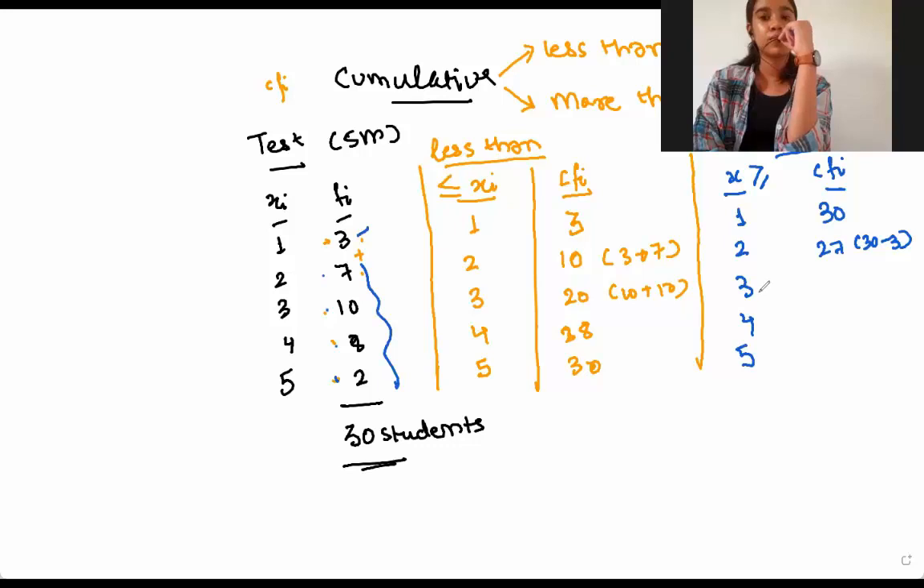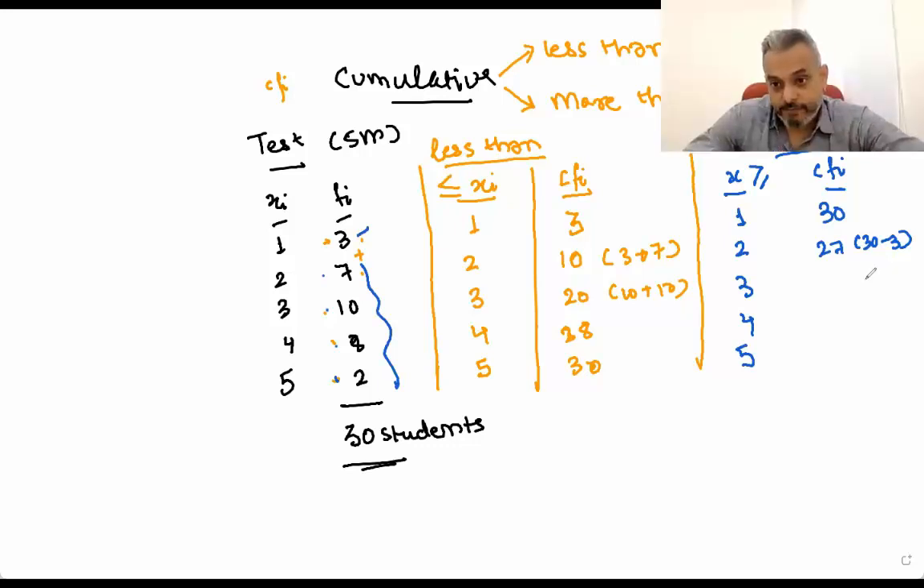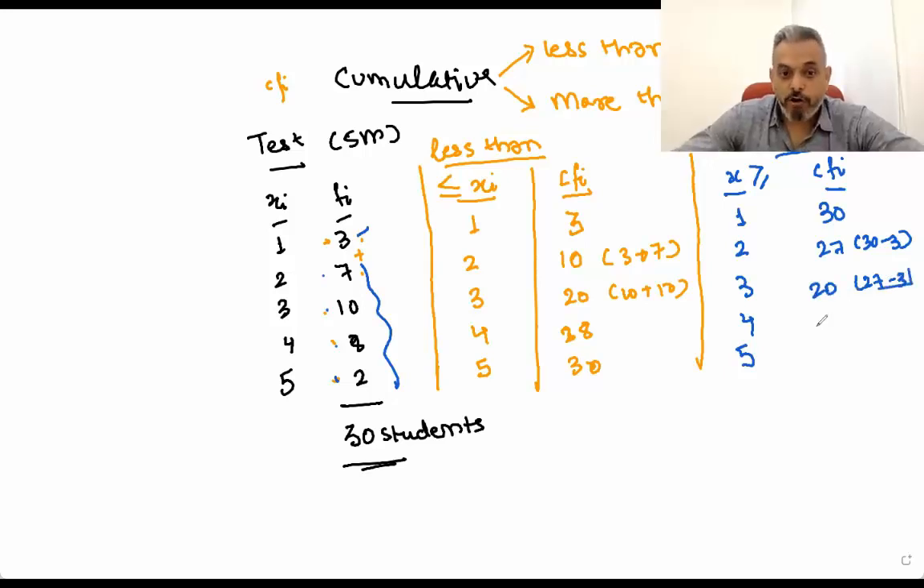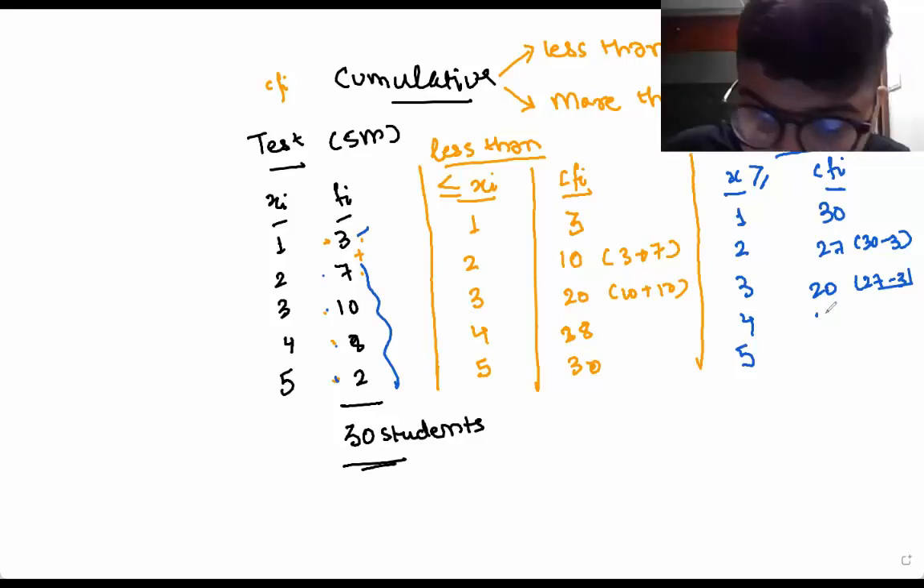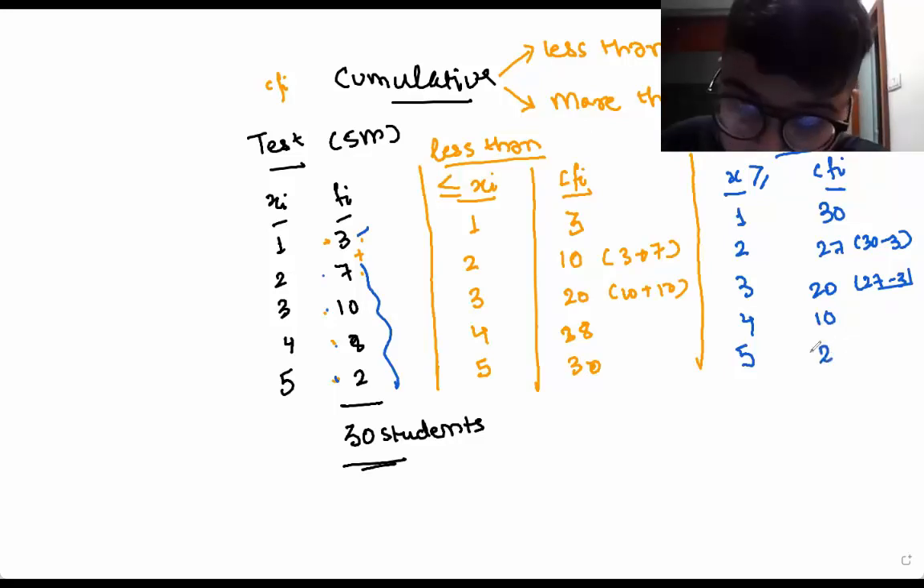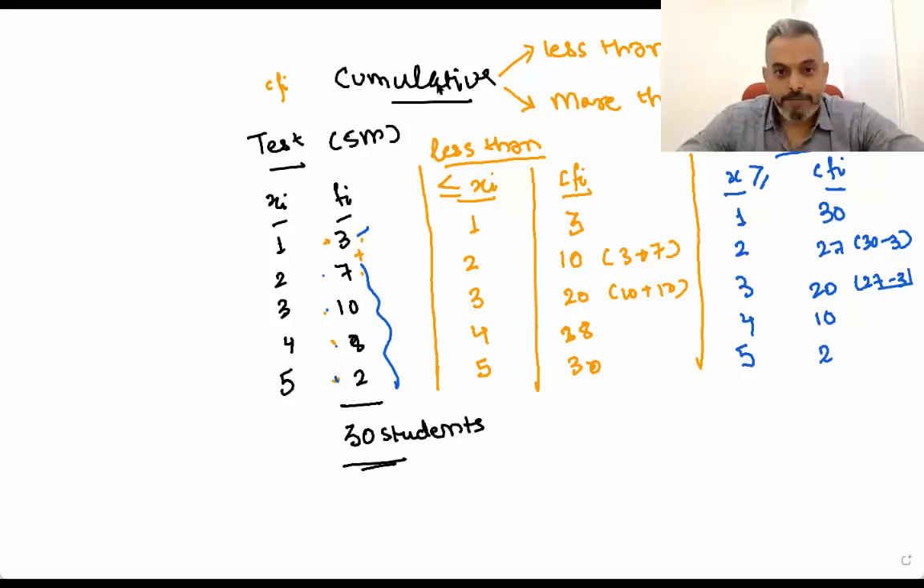3 या 3 से ज्यादा 20. 4 या 4 से ज्यादा 10 और 5 या 5 से ज्यादा 2. नाउ ध्यान दो हमने ये कैसे किया.